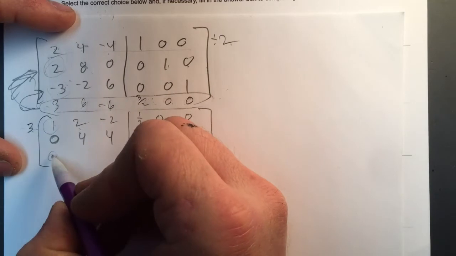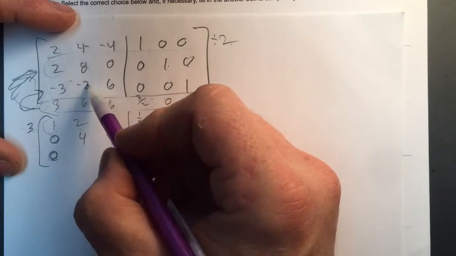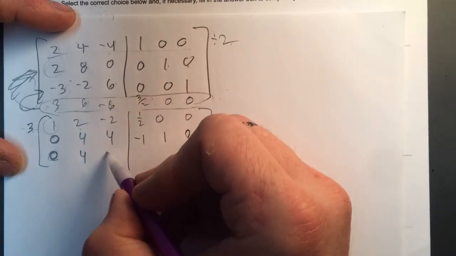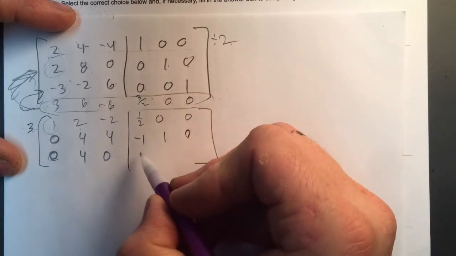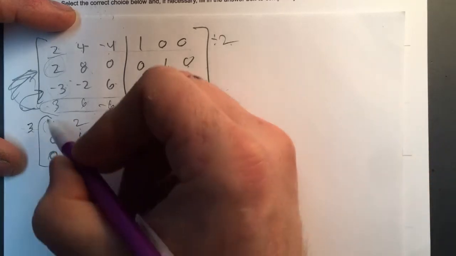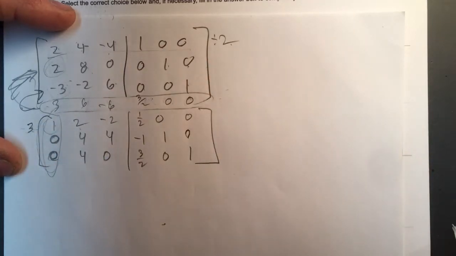So -3 plus 3 is my 0. -2 plus 6 is 4. -6 plus 6 is 0. 0 plus 3/2 is 3/2. 0 plus 0 is 0. 1 plus 0 is 1. And there you go. My whole first column is good to go.